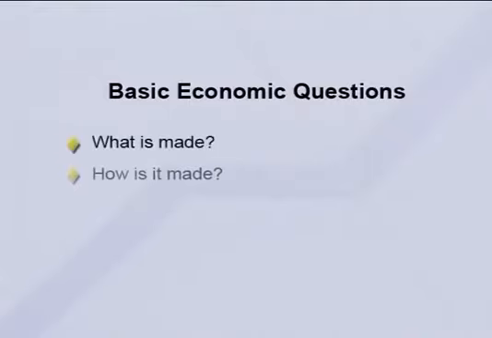Now, in theory, of course, the decisions about what is brought in and what's taken out could be made by the government. They could be made by individuals. But no matter what, society is going to have to answer those three basic questions. What is made, how is it made, and who's going to consume it?